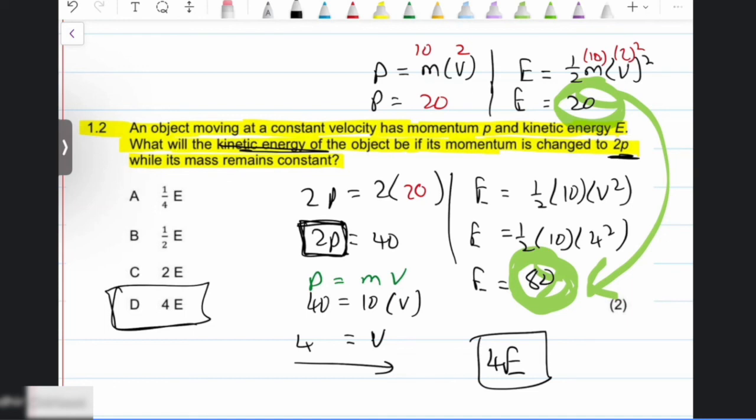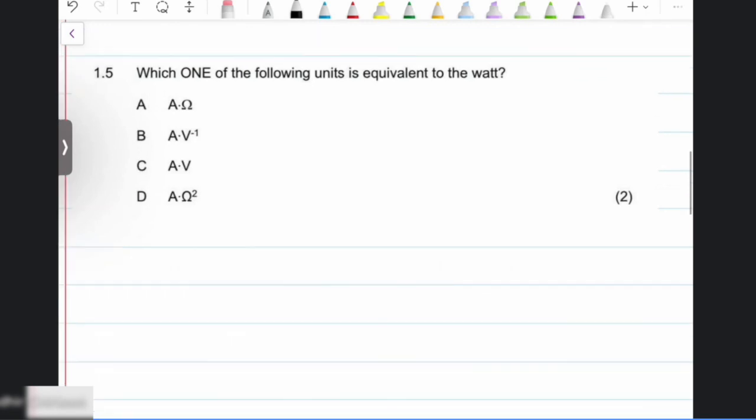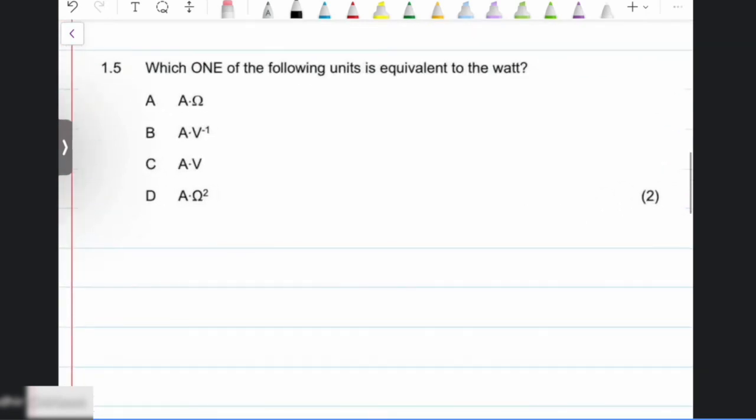No, seems okay. All right, guys, 1.5. So this is the last of the multiple choice. Then the other question is an Eastern Cape paper 2019.